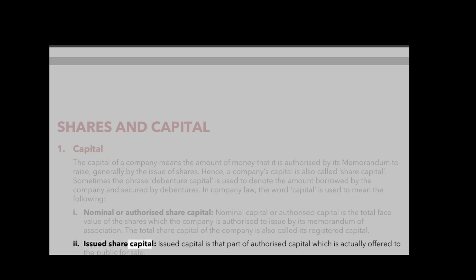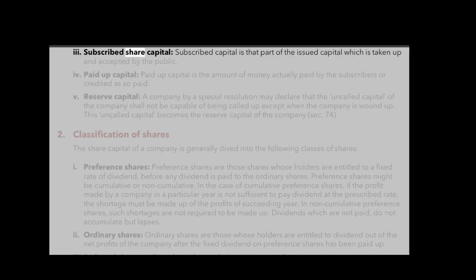2. Issued share capital. Issued capital is that part of authorized capital which is actually offered to the public for sale. 3. Subscribed share capital. Subscribed capital is that part of the issued capital which is taken up and accepted by the public. 4. Paid up capital. Paid up capital is the amount of money actually paid by the subscribers or credited as so paid.